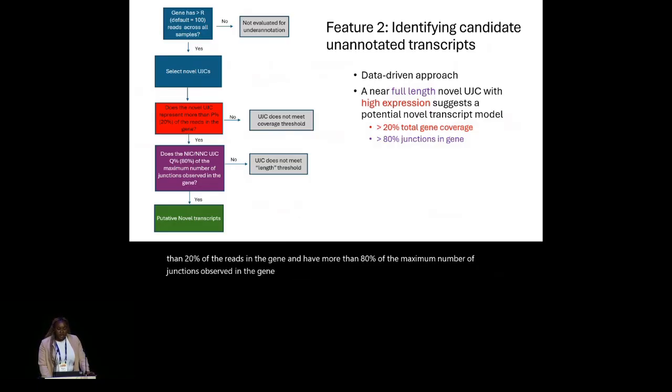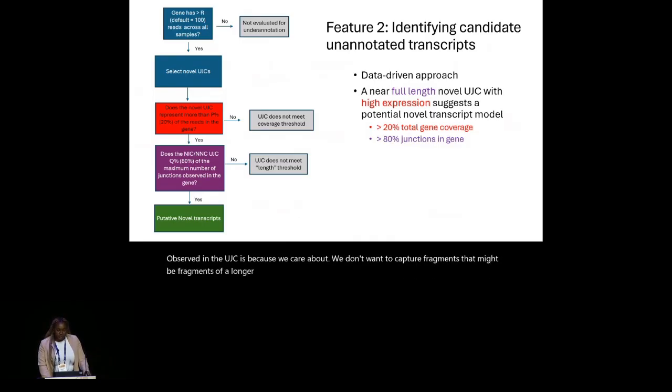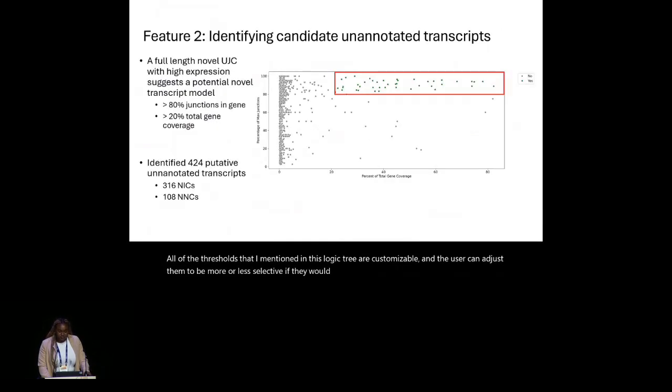And the reason that we have this threshold for the number of junctions observed in the UJC is because we don't want to capture fragments that might be fragments of a longer transcript. And so all of the thresholds that I mentioned in this logic tree are customizable, and the user can adjust them to be more or less selective if they would like to.